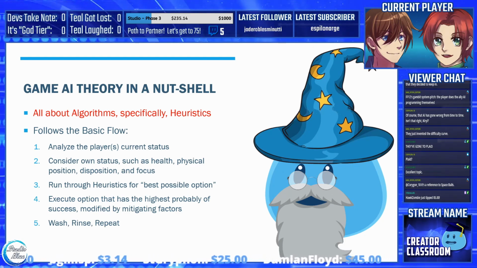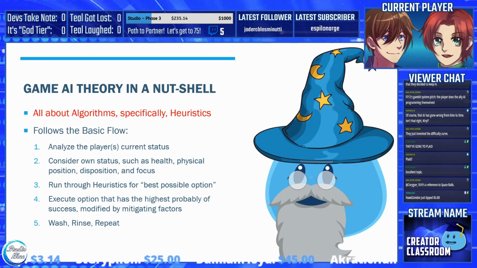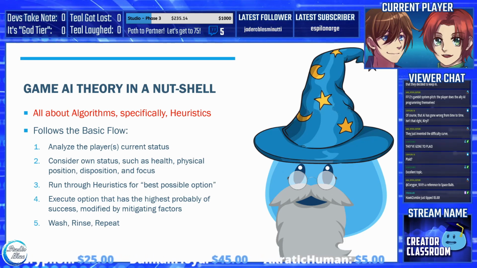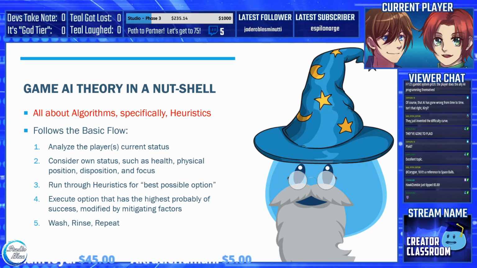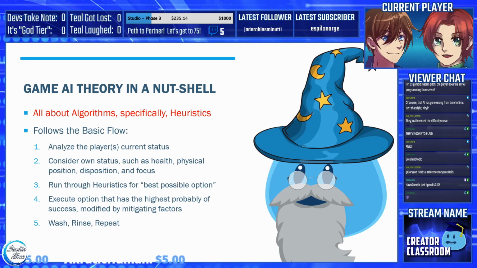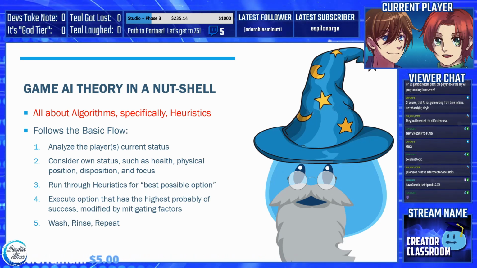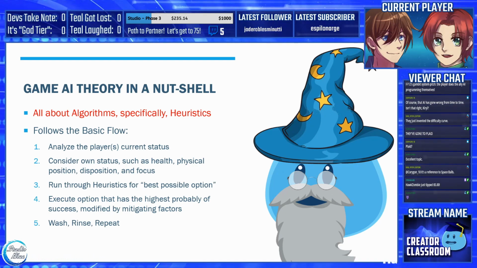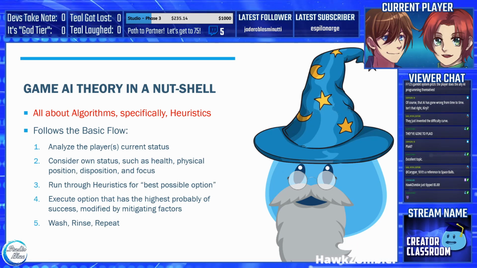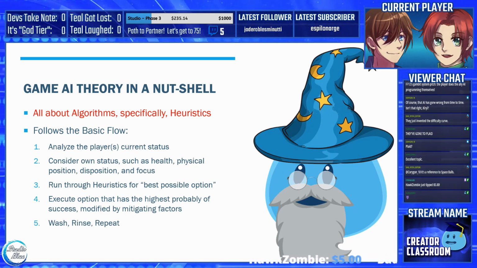So it runs through, as I jump right back in, the heuristics and gets the best possible option for that moment. Efficiency, that's the key. Then it executes the option that has the highest probability of success, modified by any mitigating factors. Now, when I say success, I don't mean killing the player. Because the goal of that AI might be to induce an atmosphere.